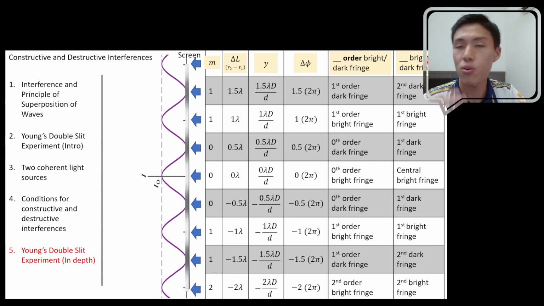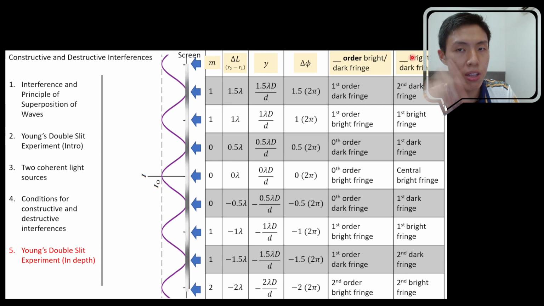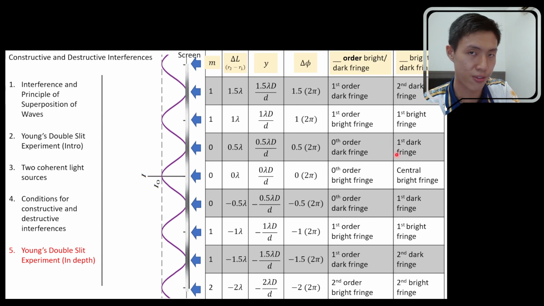But if your questions involve naming a fringe as second bright fringe or third dark fringe, where the word order doesn't exist in the sentence, then the way you think about the number in front of it has to be a little bit more careful. Okay, if there's no word order in front, you need to do a bit of counting. The central bright is always called a central bright, but going out from the central bright, this is the first time you see a dark fringe, so this is called the first dark fringe.